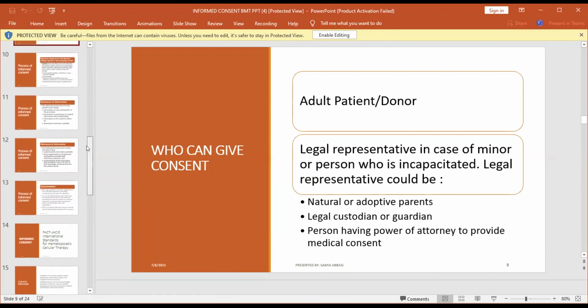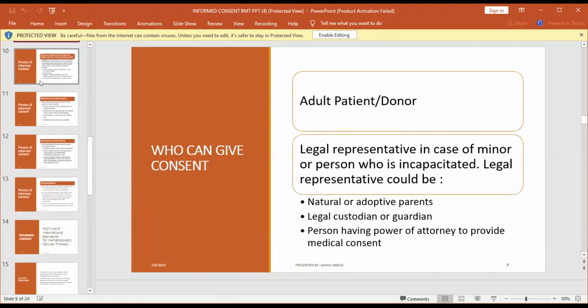So, who can give consent? Adult patients and donors can give consent for themselves, and also a legal representative in case of a minor or a person who is incapacitated. The legal representative could be natural or adoptive parents, a legal custodian or guardian, or a person having power of attorney to provide medical consent.